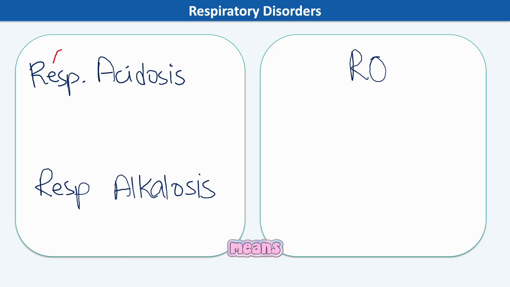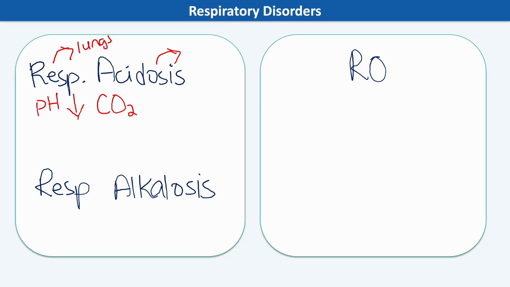Respiratory means what? Our lungs, right? Now we can see that acidosis would mean that our pH level is lower. Obviously, our pH level is lower. What about our carbon dioxide level? We said our carbon dioxide acts as an acid, right? It's an acid. So is the level of carbon dioxide high or low for it to be acidosis? Obviously, it's going to be high, right?